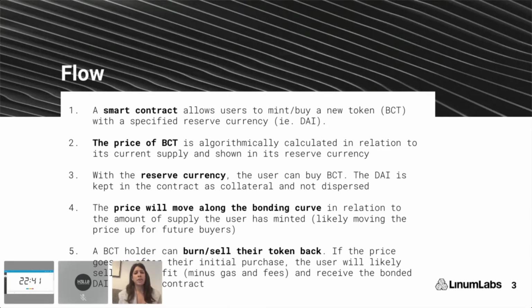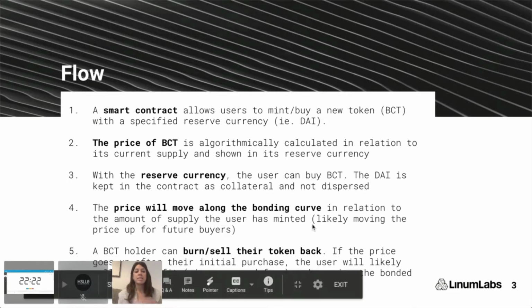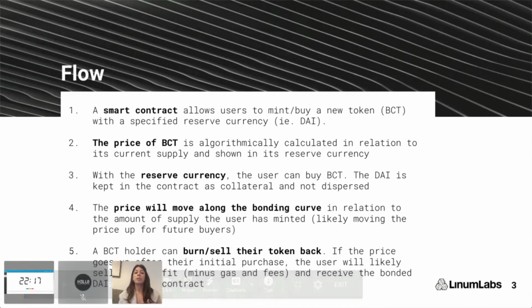You can also use Ethereum, but because Ethereum is so volatile, in a good way right now, any pricing algorithm you put on top will also have to deal with the volatility of Ethereum. By pegging it to DAI, it allows you to have a lot more control of your actual token price. And as I said, the price of BCT is algorithmically calculated in relation to its current supply, and it'll be shown in its reserve currency. So anytime you will see the price of the token, whether it's 1, 2, 3, 4 DAI.